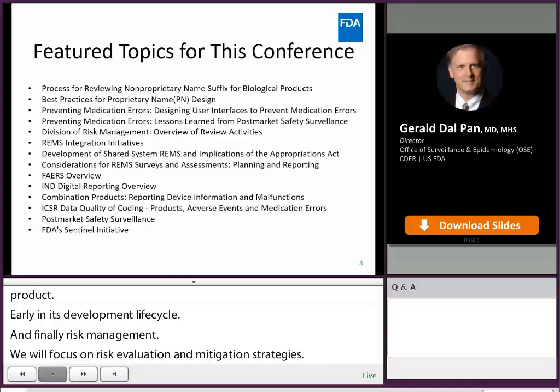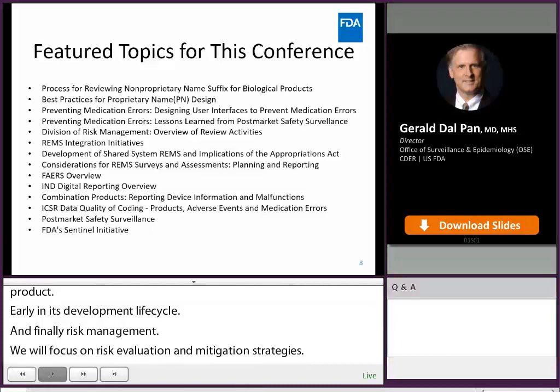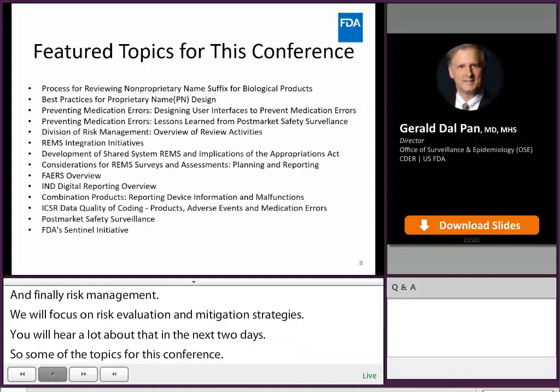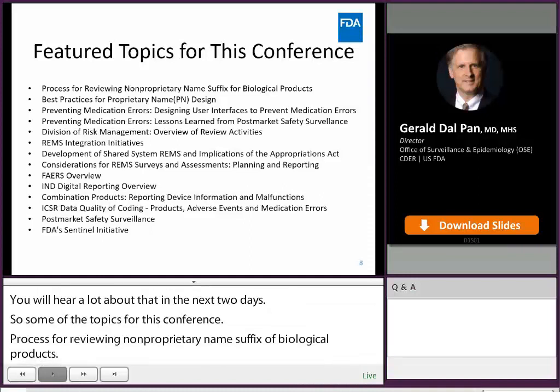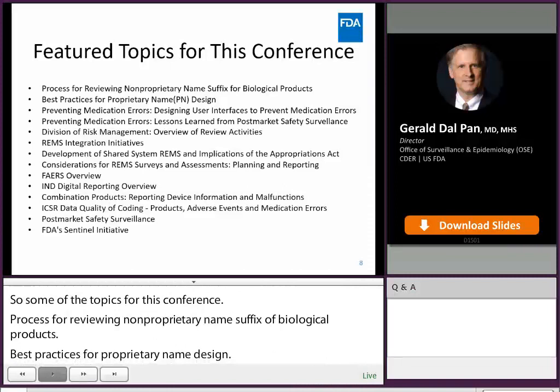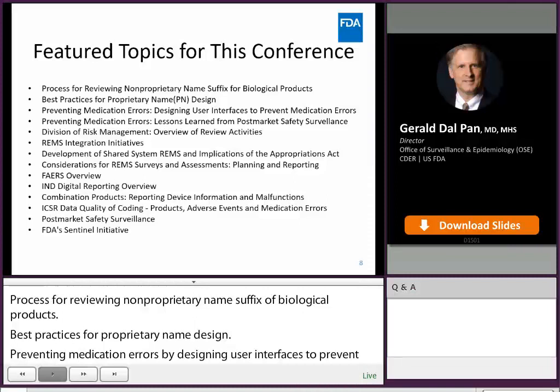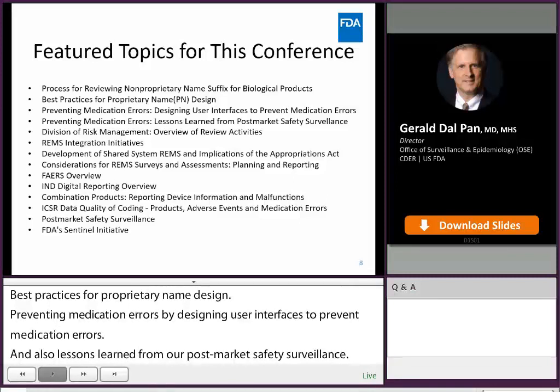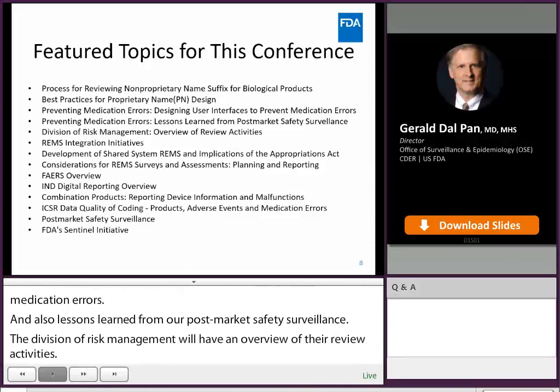So some of the featured topics for this conference: process for reviewing non-proprietary name suffix for biological products, best practices for proprietary name design, preventing medication errors by designing user interfaces to prevent medication errors, and also lessons learned from our post-market safety surveillance. The Division of Risk Management will have an overview of their review activities, followed by a presentation on REMS Integration Initiative and development of shared system REMS and implications of a recent Appropriations Act.